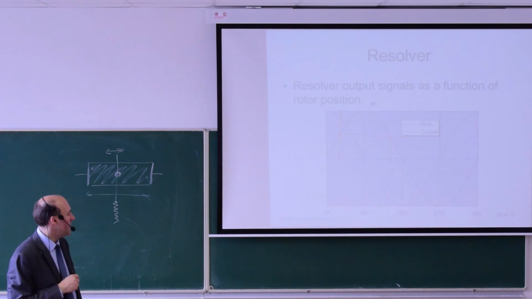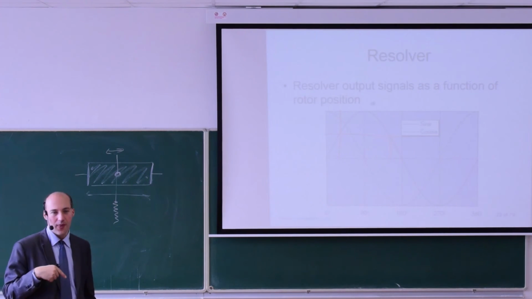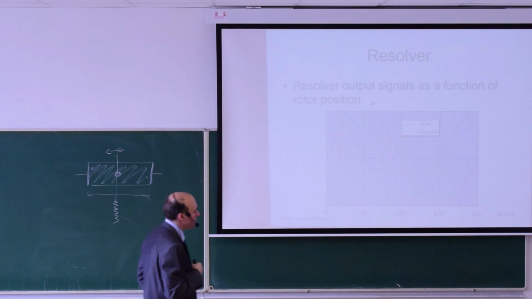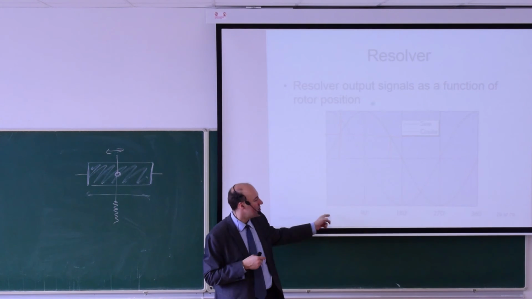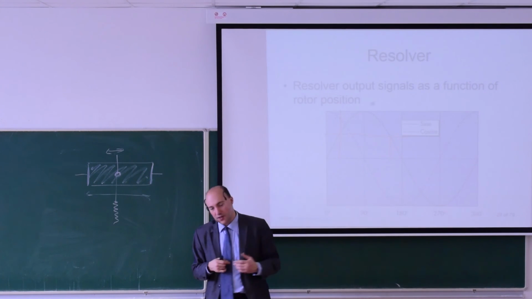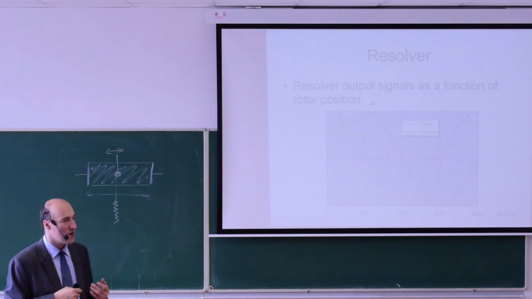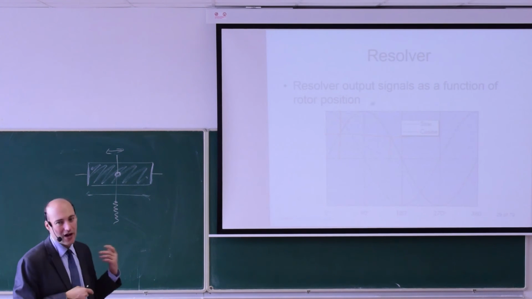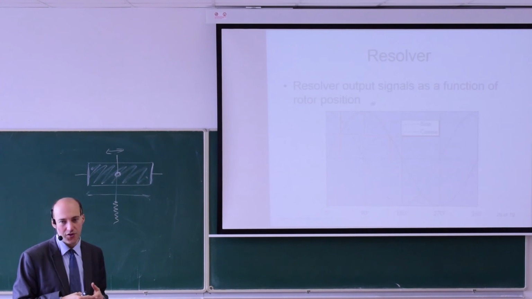A resolver is an absolute sensor within one revolution. So you turn it on and you are able to measure directly the correct position between 0 and 360 degrees. If you want to use it in a larger range, in more revolutions, then you need to count the revolutions and it becomes a relative sensor.